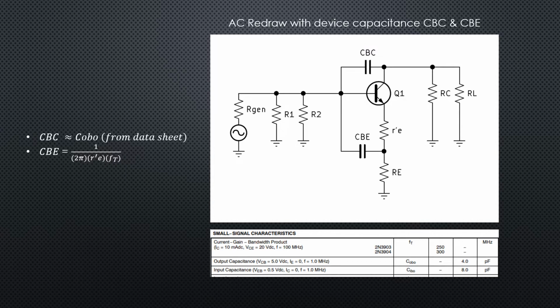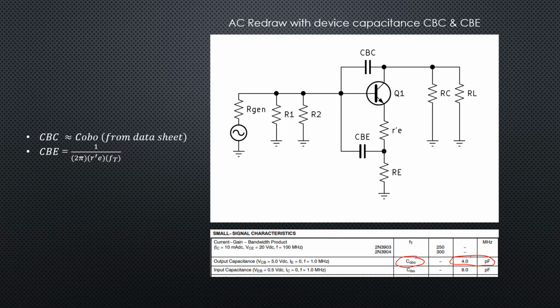All right, so here's the redraw with some device capacitance added, and we've got two device capacitances that we're looking at, CBC and CBE. CBC is approximately equal to COBO, and that is from the data sheet, and it's dependent on the device that you're using. I've got a part of the data sheet here for the 3904, and we can see that COBO here is approximately 4 picofarads.